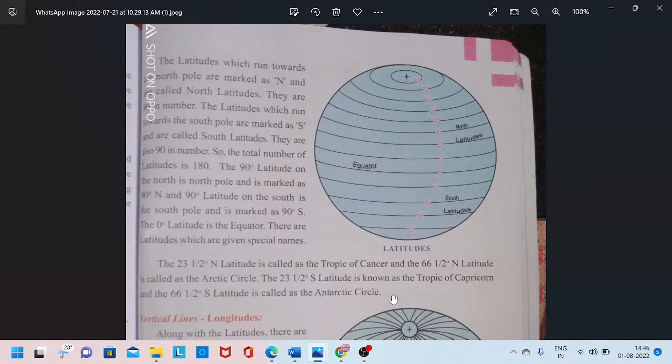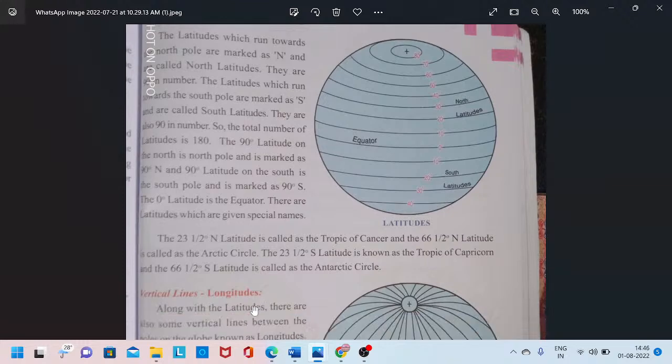So we have specific names: the Tropic of Cancer at 23 and a half degrees north latitude, and the Arctic Circle at 66 and a half degrees north latitude, and at 23 and a half degrees S the Tropic of Capricorn, and the Antarctic Circle at 66 and a half degrees south latitude. These are the different specific names that we have for the latitudes.